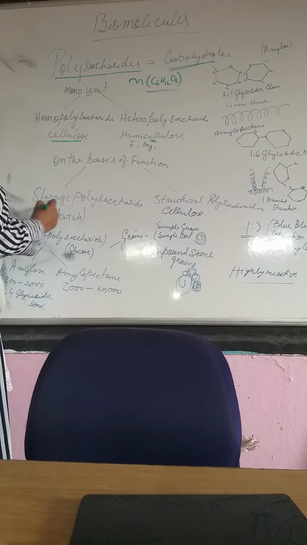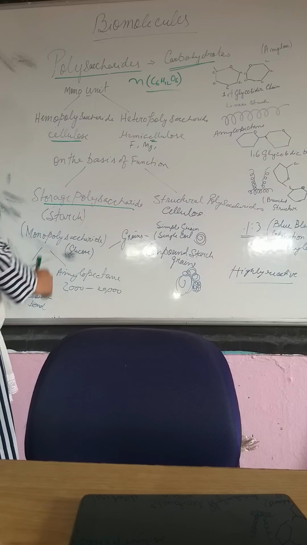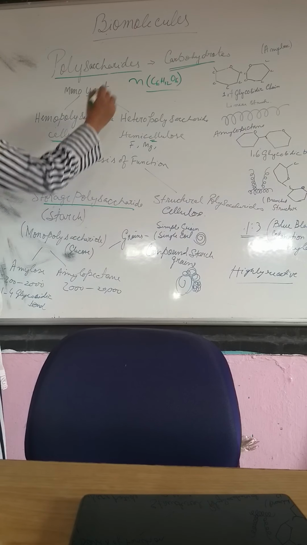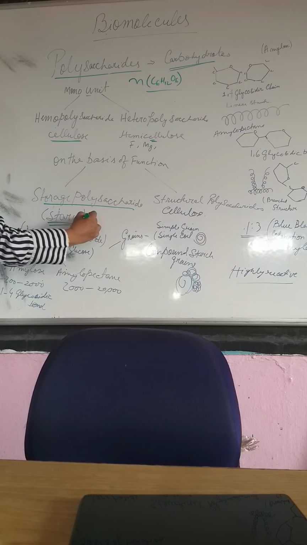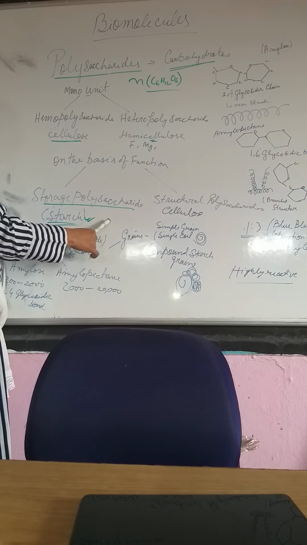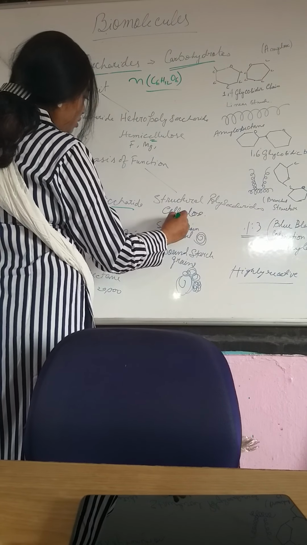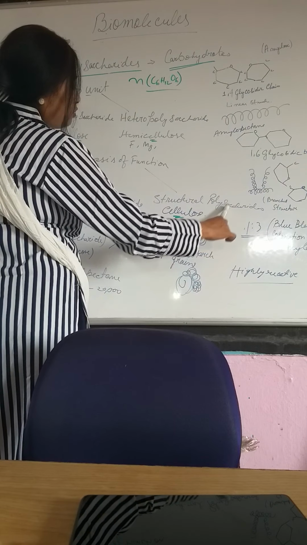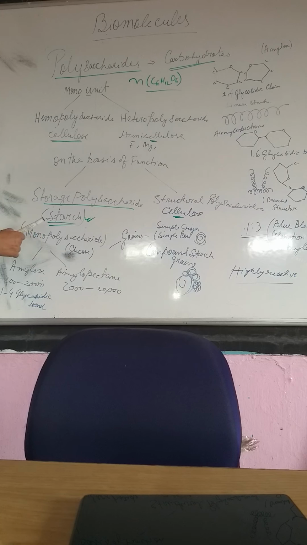Now functionally, they are classified into two. One is storage polysaccharide. Storage polysaccharide means what? Glucose when not in use can be stored in the body in the form of starch. When not required, the excess glucose is stored as starch, and when required, this starch is hydrolyzed back to glucose. The structural polysaccharide includes cellulose. This cellulose portion we will deal with the next day, but today we will be dealing with starch.